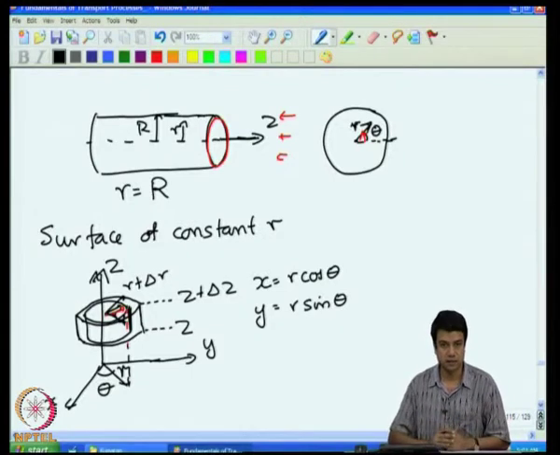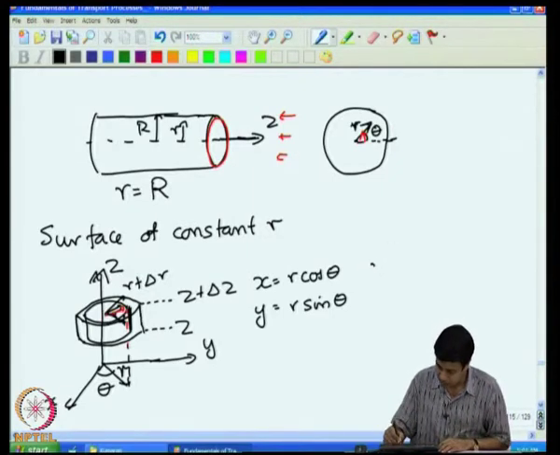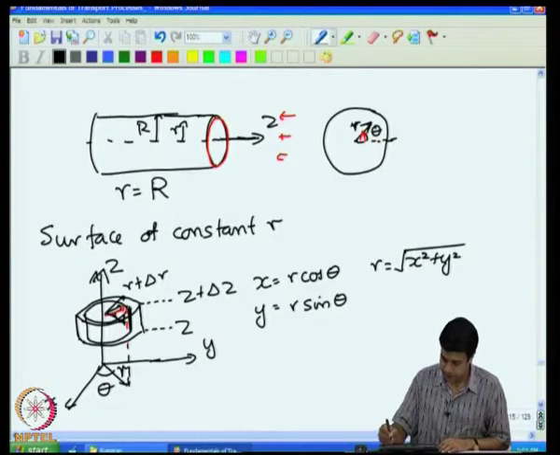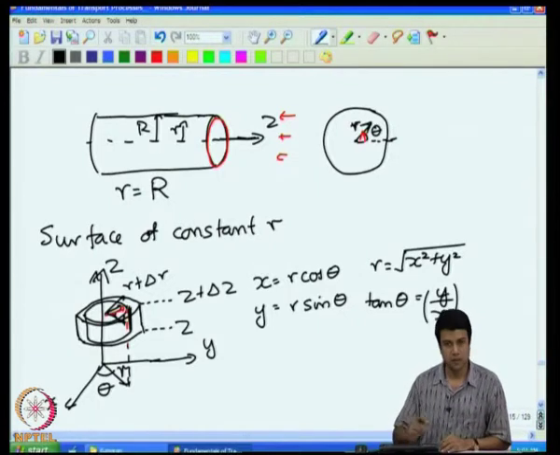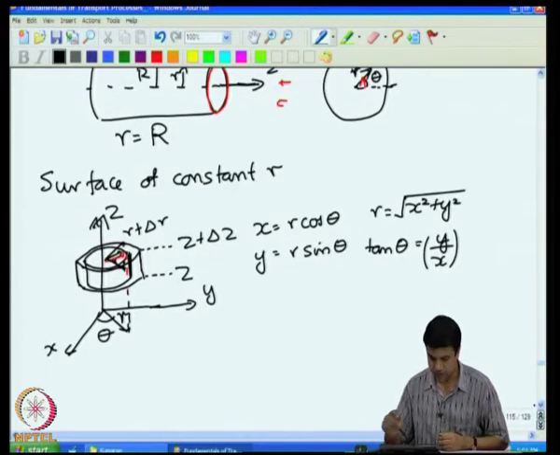The axis of the cylindrical coordinate system is identical to the z coordinate in a Cartesian coordinate system. The other way, r is the distance from the z axis. So, it is square root of x square plus y square, and tan theta is equal to y by x. So, that is the relation between r, theta and x, y.